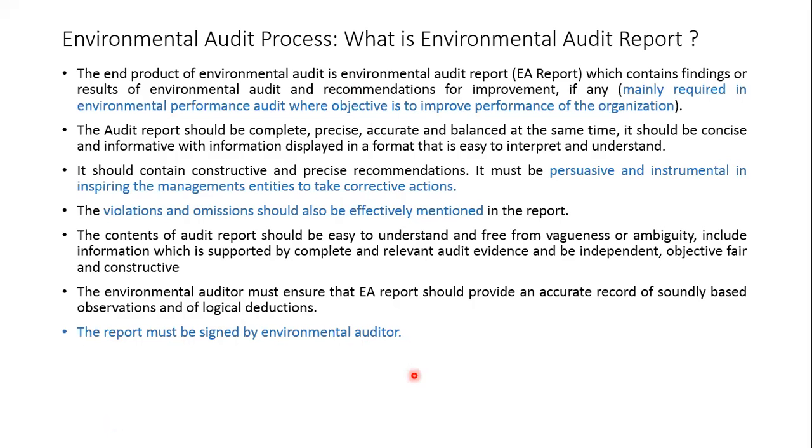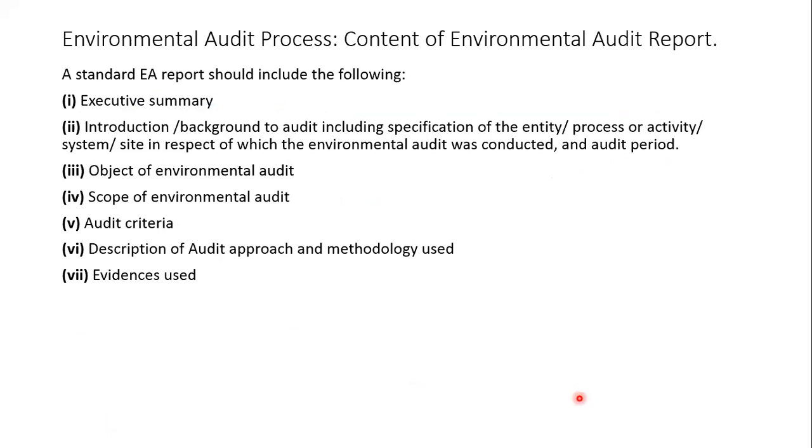Okay, next is the content of the environment report. Executive summary: whatever the whole thing is, summary means everything, starting from what the objective is, what the thing is, it is kind of an abstract only. I hope you understand what an abstract of a paper is. So it will give a summarization of the whole report.